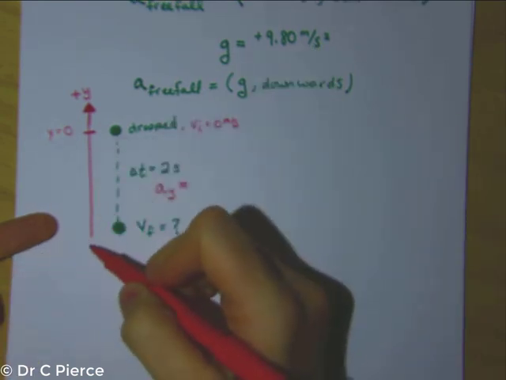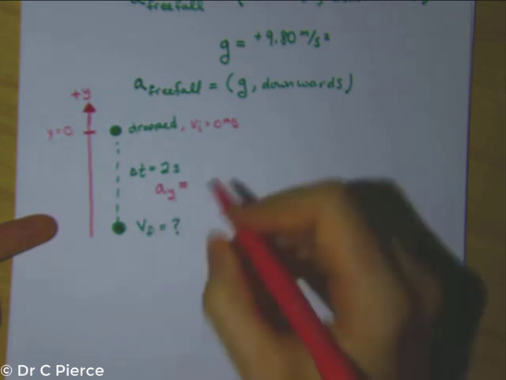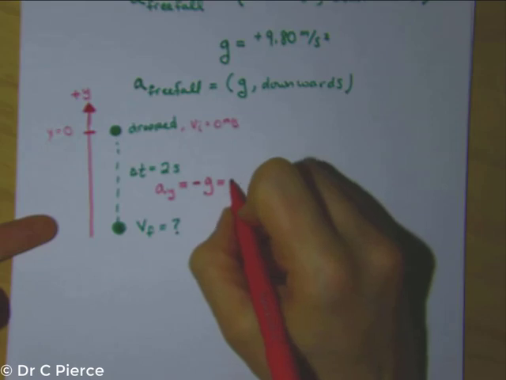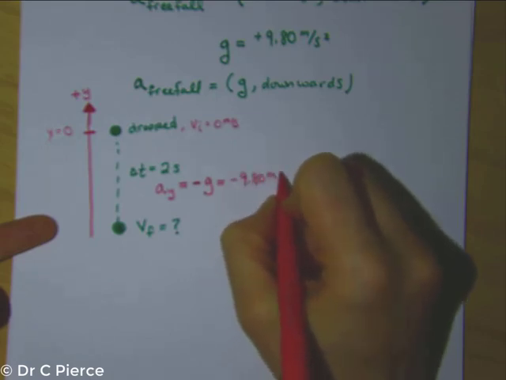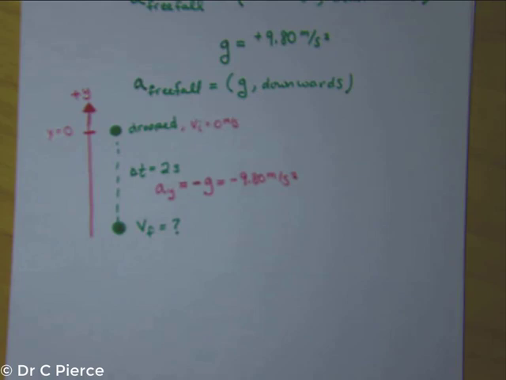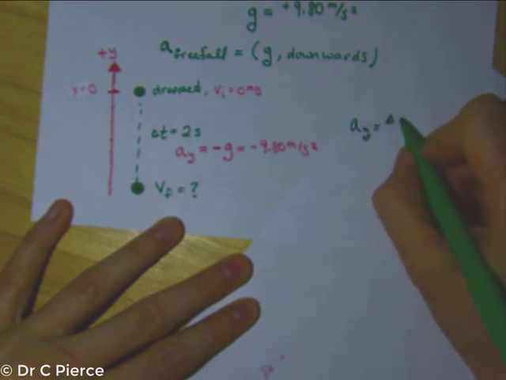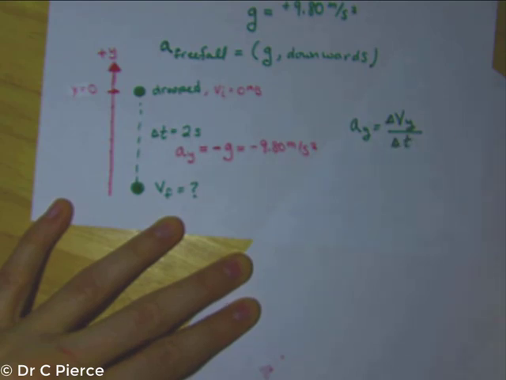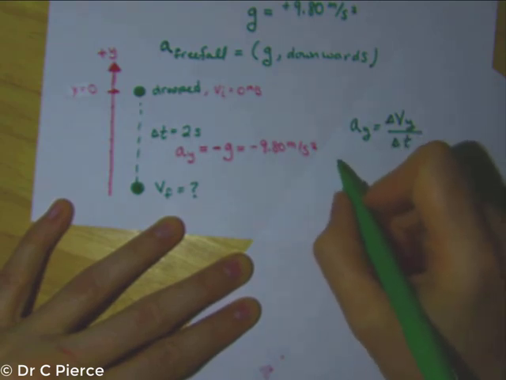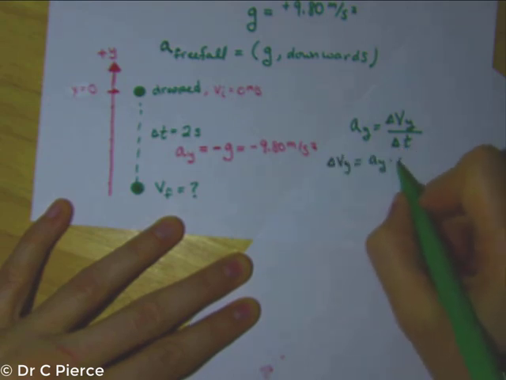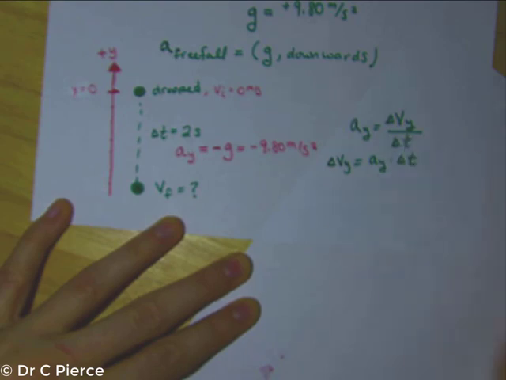But isn't downwards the negative direction? So we could say that would be equal to negative g, which could also be negative 9.80 meters per second squared. So then if I use this equation, a, and instead of a_x I'll say a_y, is going to be equal to the change of the velocity in the y direction divided by delta t. Now if I rearrange that, I can say that delta v_y is equal to a_y times delta t, basically just multiplying delta t to both sides.